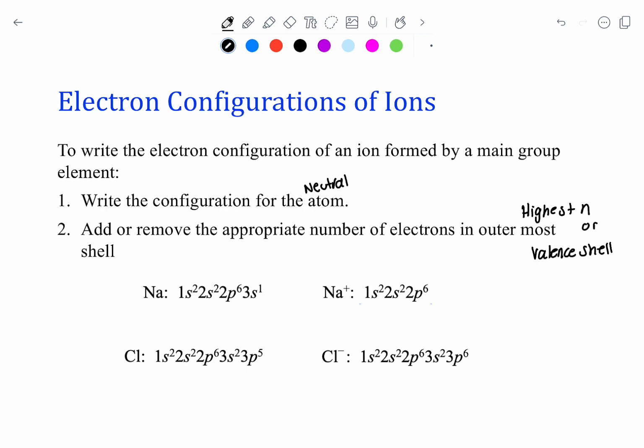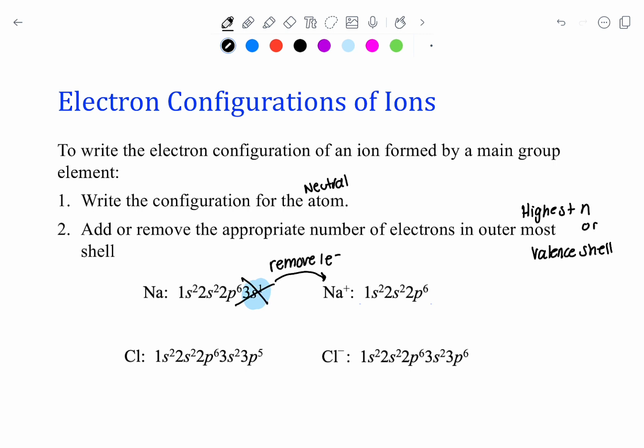Okay, so let's look at sodium. Sodium is in group 1, and it prefers to create an ion with a 1+ charge because it has one valence electron. Our valence electron in sodium is the 3s1. If we're creating a sodium 1+, that means I'm removing an electron. That one electron is coming from the valence shell, or the highest N value, so it would be the 3s1.